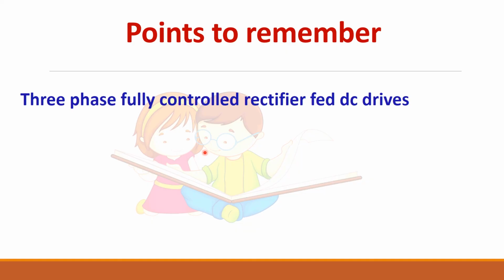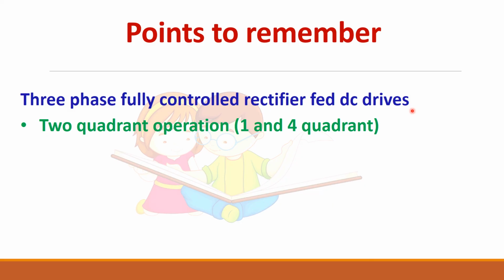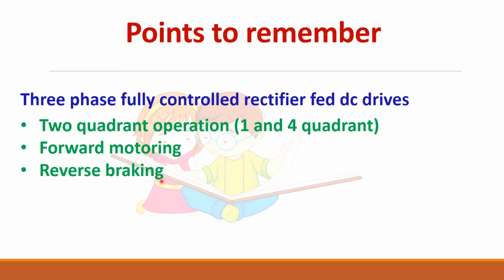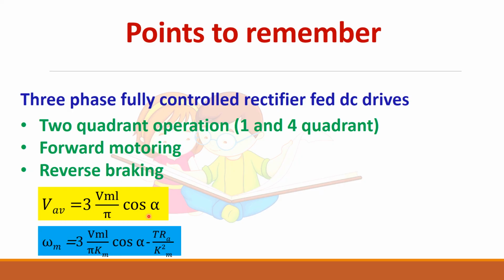So the points to remember here are: 3-phase fully controlled rectifier fed drives give you 2 quadrant operation, that is first and fourth quadrant operation. Forward motoring and reverse braking are possible, and this is the average voltage, and this is for speed torque relation.